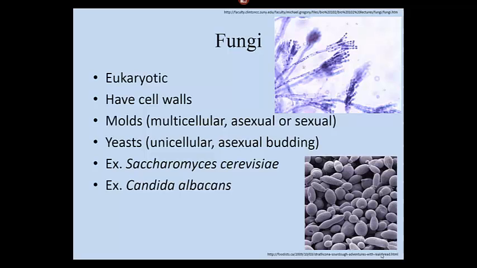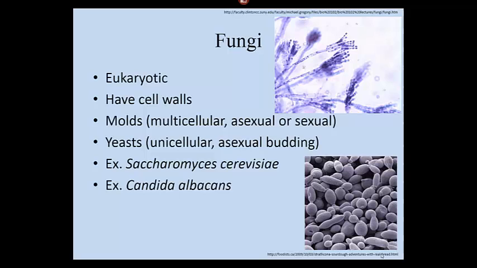Molds are multicellular. They can reproduce either asexually, or some of them will exchange spores, or rather nuclei, and reproduce sexually. Yeast are unicellular, and nearly all of their reproduction is asexual by budding.